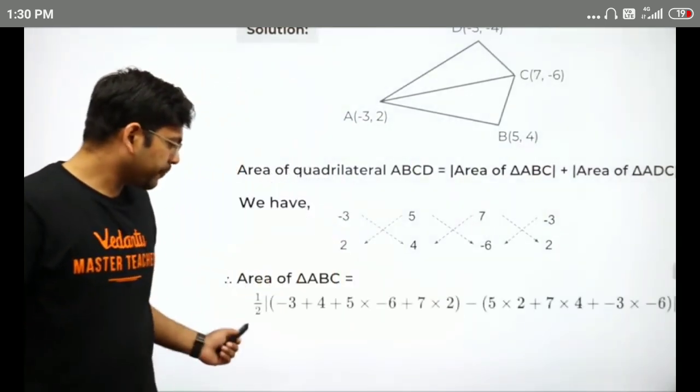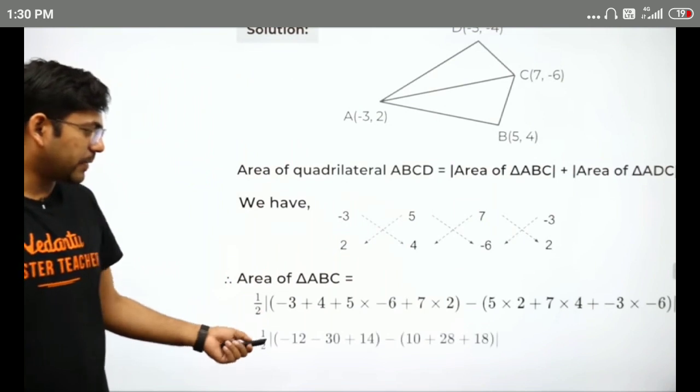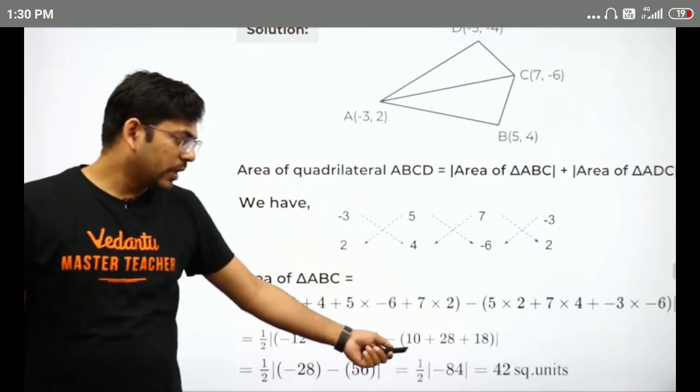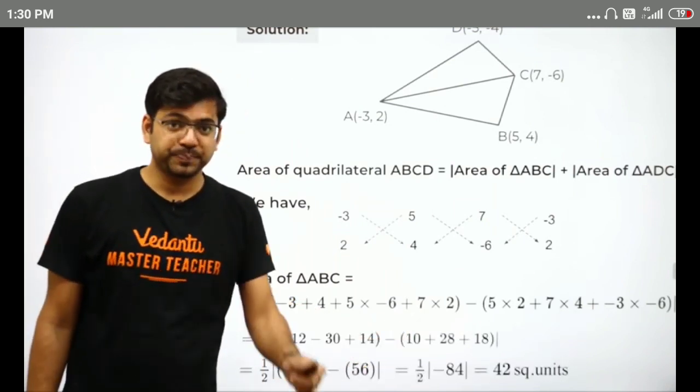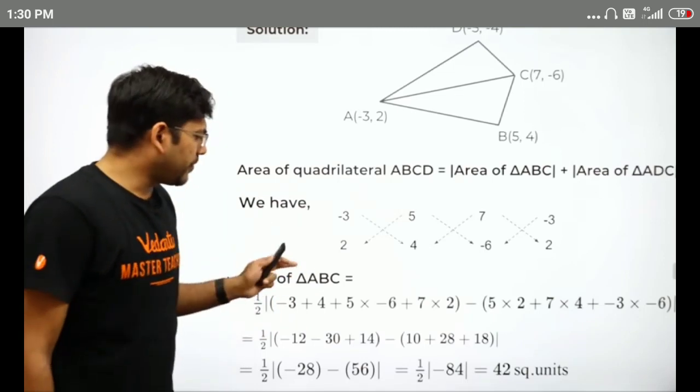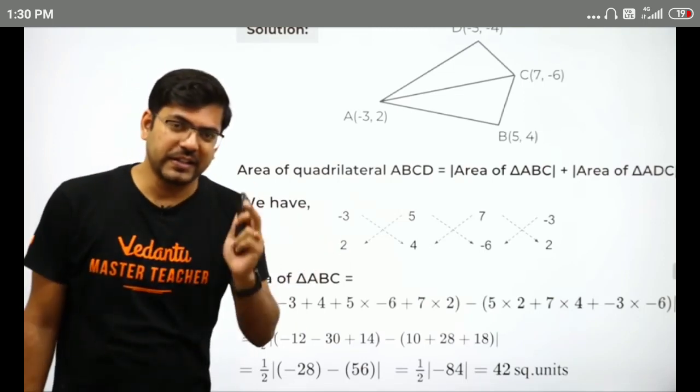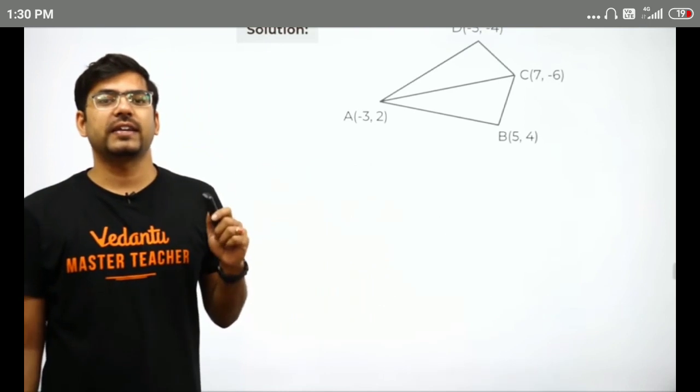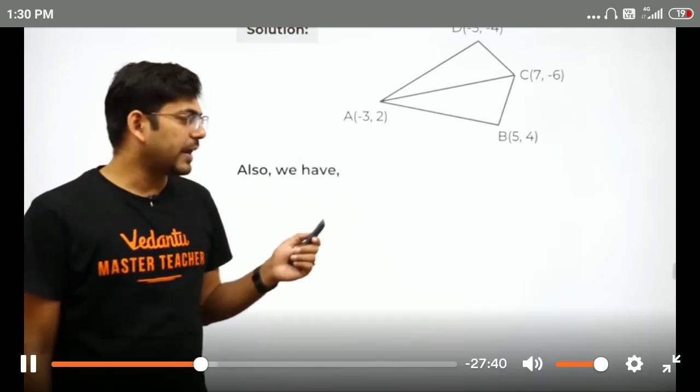Now apply this formula. While applying the formula, you will be getting something like this, and hence you will be getting the value. That is 42 square units. Okay. So now you have got the area of triangle ABC. Now coming to the next. The next is the area of triangle ADC.